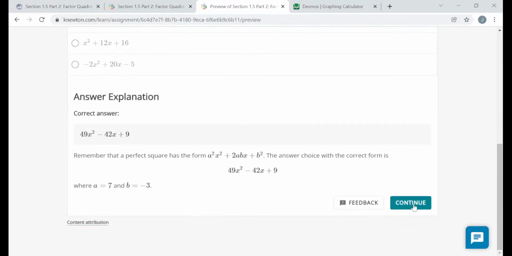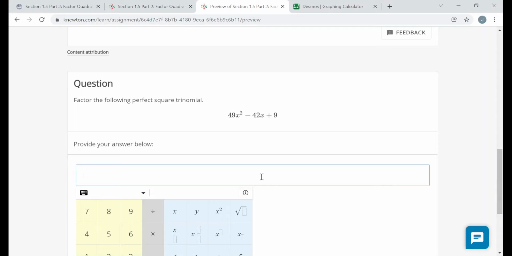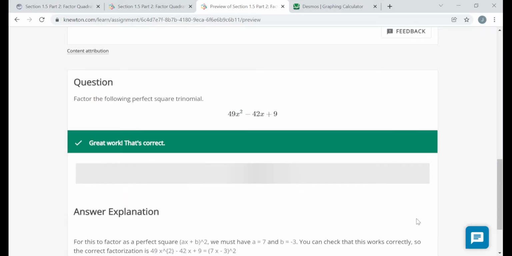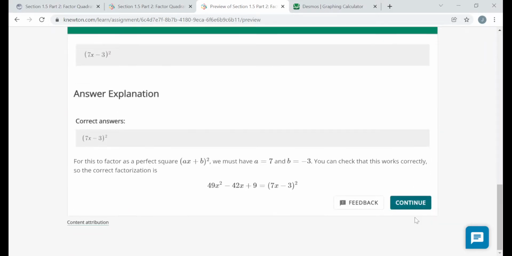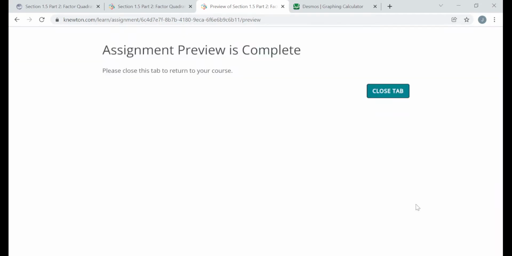Great, and again read through it, and then factor it. They have a second part where they say write it as a square. And that was 7x minus 3 to the second power. Wonderful. And that should be good, and I think that should be it. We'll see when I hit continue here. And indeed it is. So both objectives are complete. The assignment's done, and I'll move on to the next one.